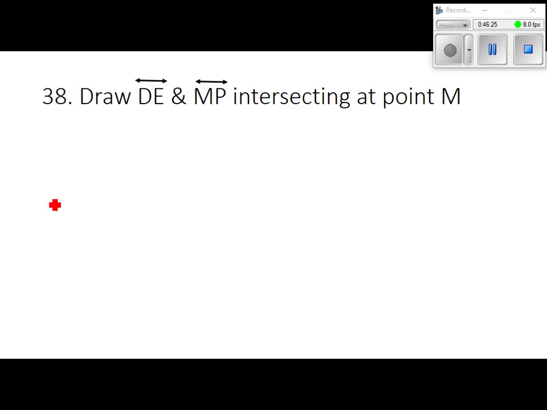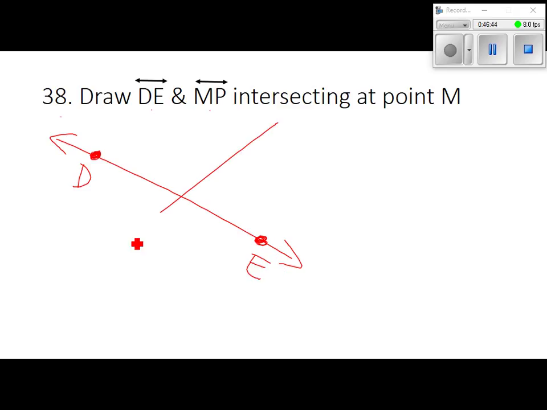38, draw a line DE and line MP intersecting at point M. First thing I would do, draw a line. Got to put the points on the line. You can't put D out here somewhere. So it's got to be point D there. Point E is on the line right there. Then we got another line, and it's got to intersect this one. Got a point P somewhere on it. Doesn't matter where really, but we'll put it right there. What does matter is it says it intersects at point M. Well, where they intersect then has to be the M, so that has to go right there. That's your picture.